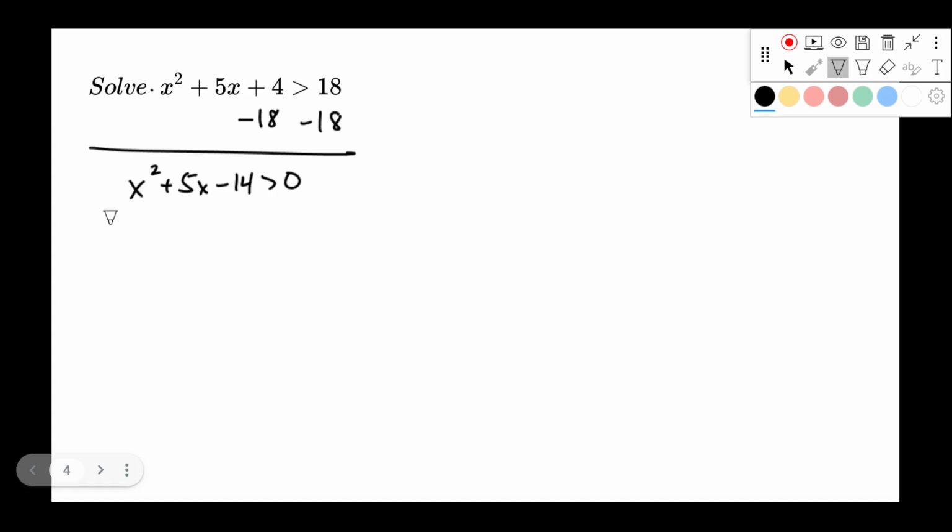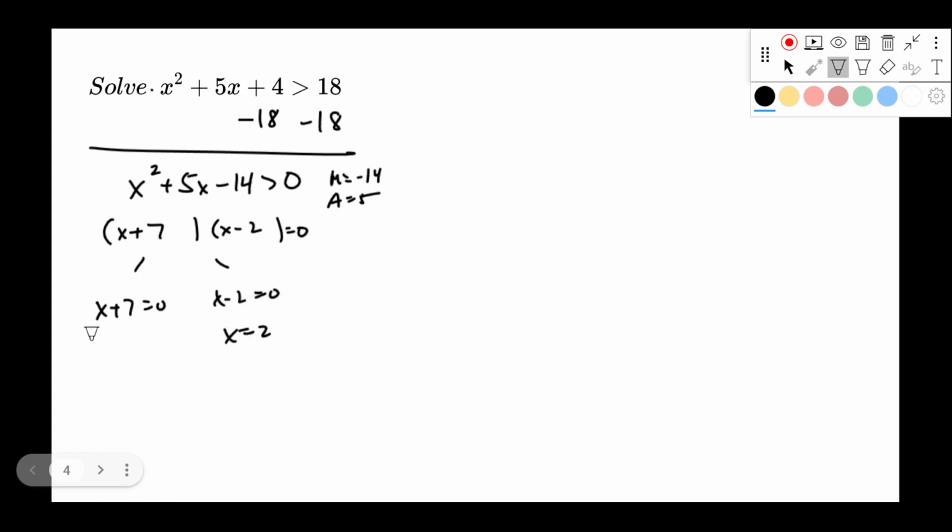Okay, now I'm going to factor this. I want to find the zeros. x squared plus 5x minus 14. That's x plus 7, x minus 2, right? They have to multiply to be negative 14 and add up to 5. That's 7 and negative 2. Okay, I want to find the zeros. So I'm going to split it and solve it.